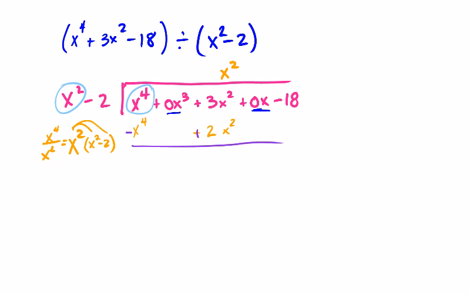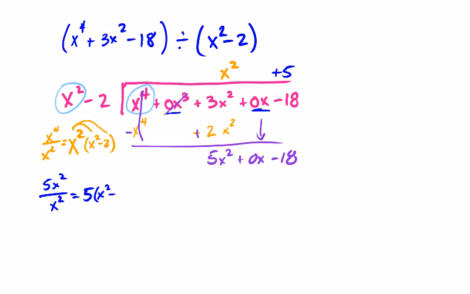I don't need to bring this down because that's 0. That's already 0. Don't need that. And so I have 5x squared, and I'm going to bring all this down. Plus 0x minus 18. And just never know. You might need it. Okay? And so then we're going to do the same thing. 5x squared over x squared, which is just 5. So looks like I didn't necessarily need it. So plus 5. Alright, and then I'm going to multiply by x squared minus 2.